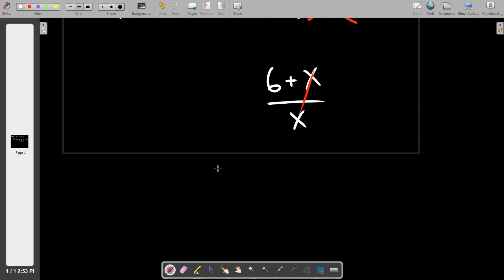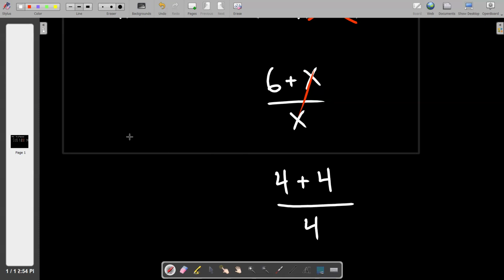So let's say we did 6 plus, I don't know. I should have picked a different number here. Let me pick an easier number to work with than the 6. How about 4 plus 4 divided by 4.